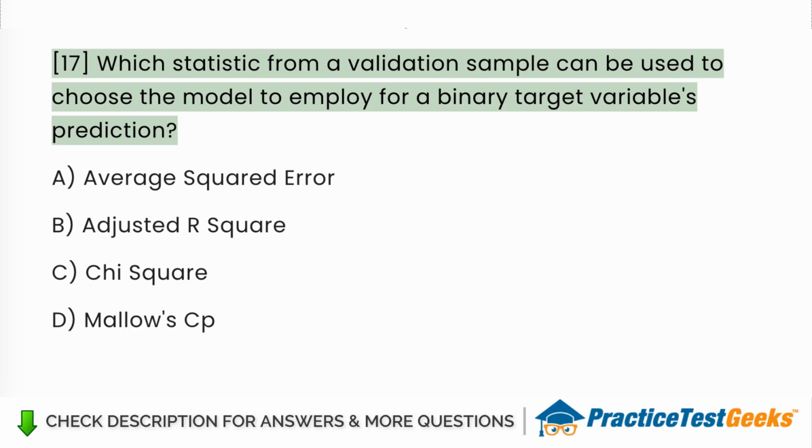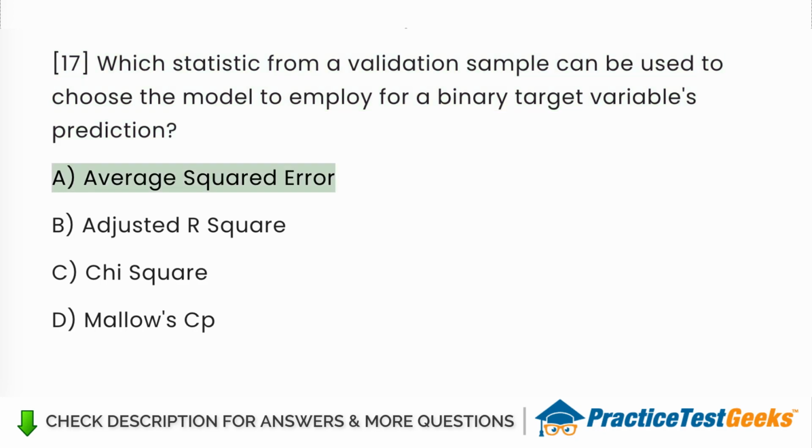Which statistic from a validation sample can be used to choose the model to employ for a binary target variable prediction? A. Average squared error. B. Adjusted R-square. C. Chi-square. D. Mallows CP.